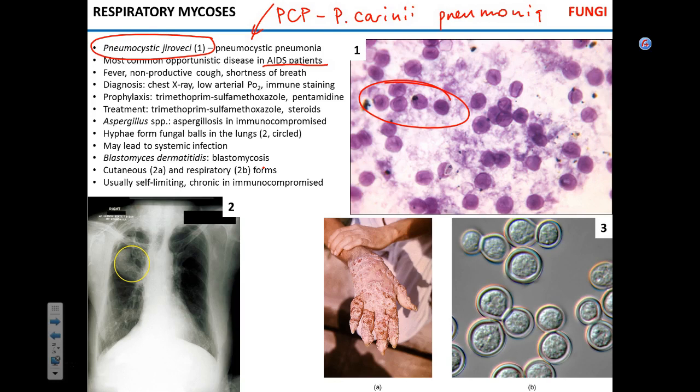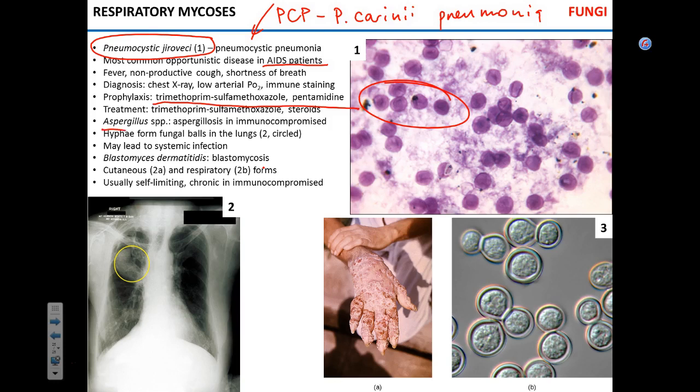Respiratory, transmitted from the environment. Symptoms are fever, trouble breathing, cough, shortness of breath. Diagnostics include immune staining of the sputum and chest x-ray. Patients who are severely immunocompromised should take prophylactic TMP-SMX, Bactrim. Turns out trimethoprim sulfamethoxazole is not only antibacterial, it can be antifungal. It can be treated.